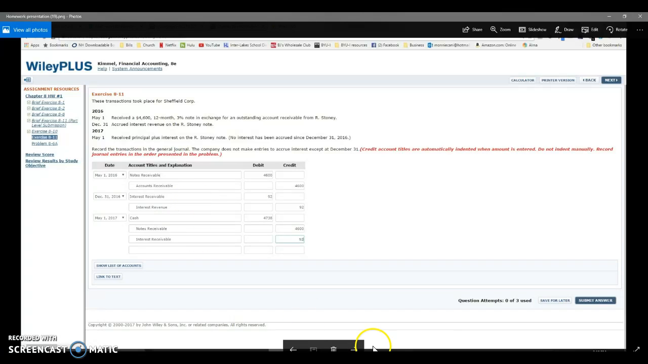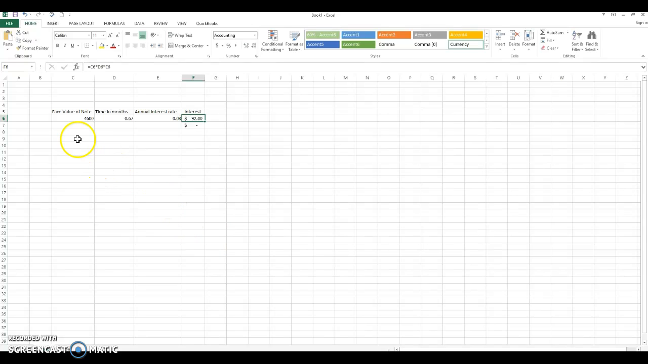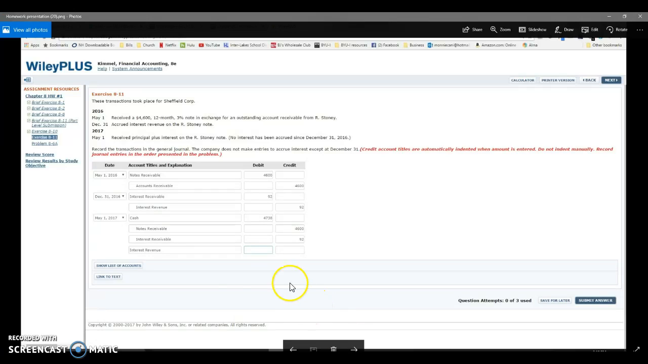equaling out the equation. Okay, so now the interest revenue, this is going to be from January 1st to May 1st. So this is like the other portion of the note receivable. So we're going to go back over to Excel and do some calculations. We've got the $4,600 face value of the note. Now, this was 4 months from January until when we received payment. So it's 4 divided by 12. Interest rate is still 3%, and we've got $46 coming to us. So interest revenue, we're going to credit $46.